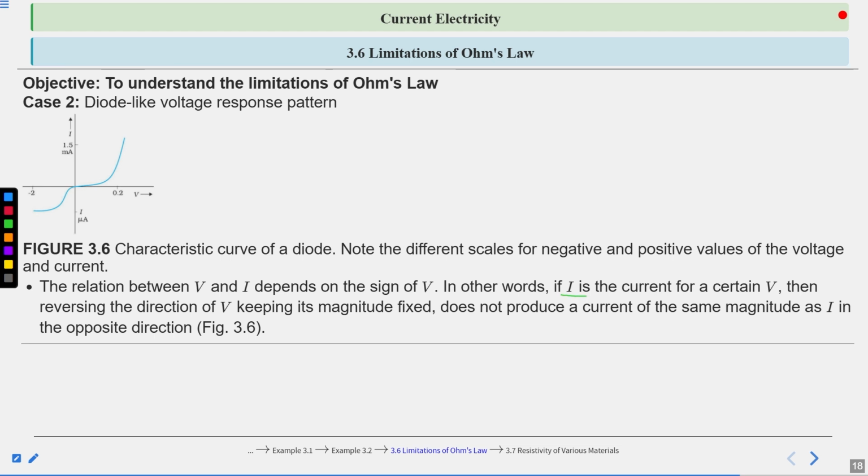In other words, I is the current for a certain V; then reversing the direction of V, keeping its magnitude fixed, does not produce a current of the same magnitude as I in the opposite direction. So it will not produce the same current, because the VI characteristic in both cases is different. These are diode-like voltage response patterns. You have to remember just this for now. We will discuss this graph in that chapter in detail.